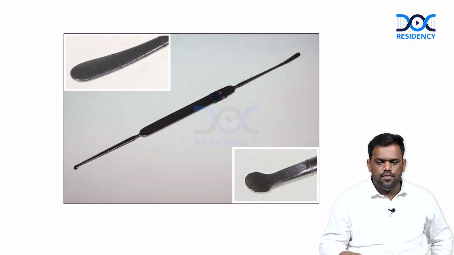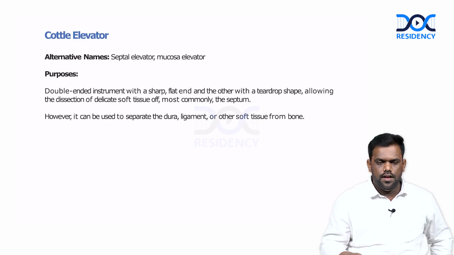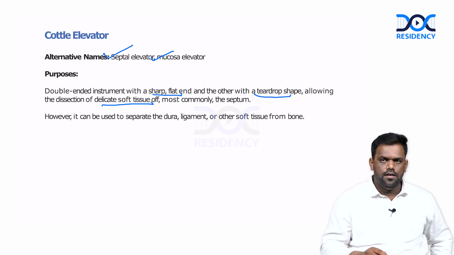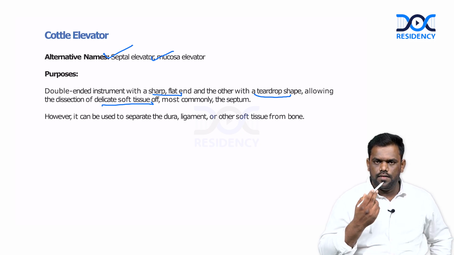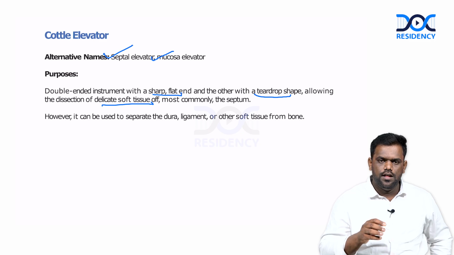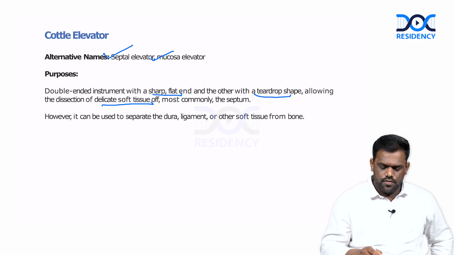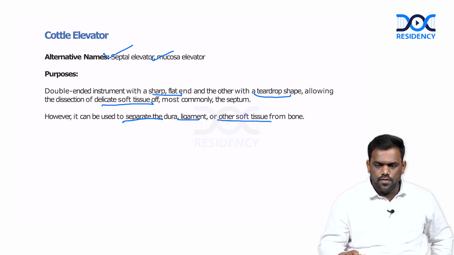This is another instrument. The name is Cottle elevator. The Cottle elevator is also called the septal elevator or mucosal elevator. It is a double-ended instrument with a sharp or flat end and the other with a teardrop shape, allowing dissection of delicate soft tissues, most commonly the septum. While going through the transnasal transsphenoidal approach for pituitary surgery, we can remove the soft tissues from the nasal septum using this Cottle elevator, otherwise called the septal elevator. It is also used in cranial surgeries to separate the dura, ligament, or other soft tissues from the bone.